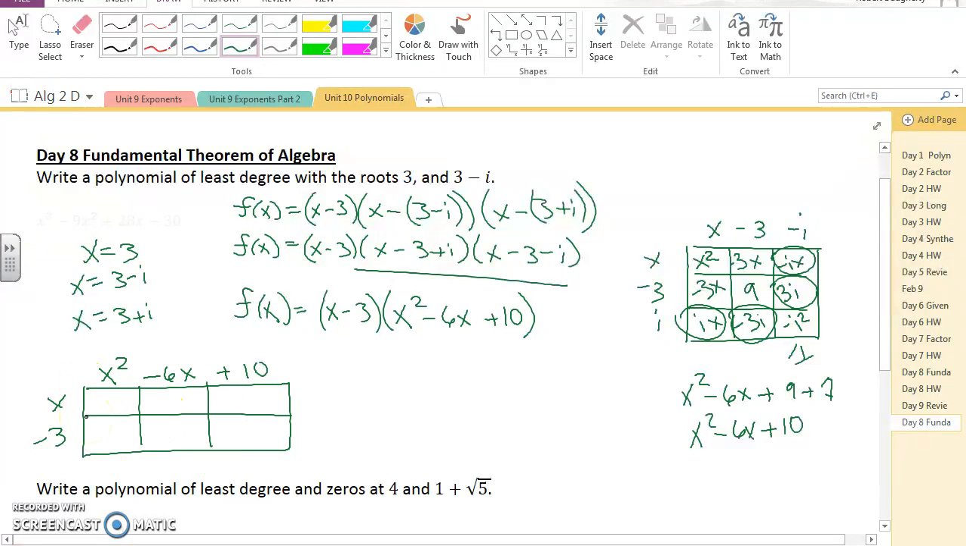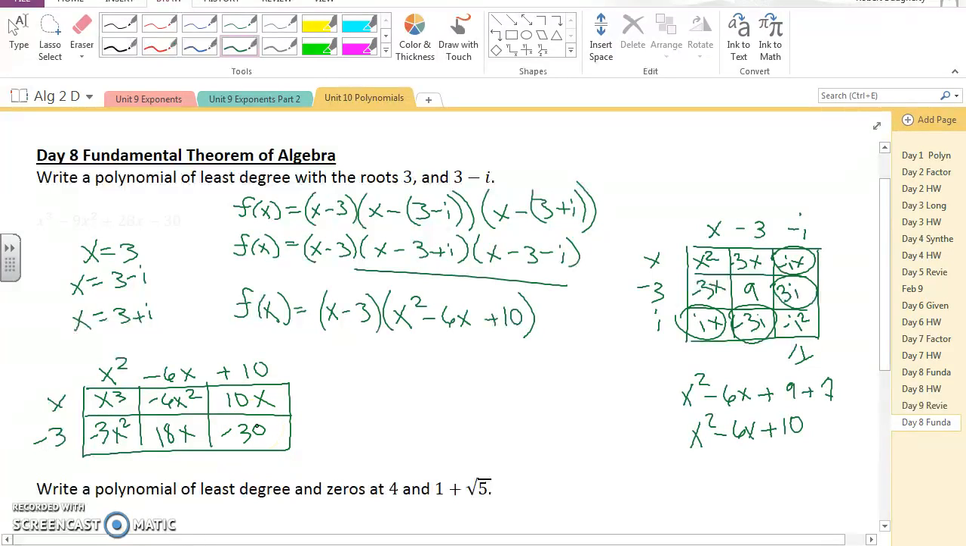x times x squared, that's going to be x cubed. And negative 6x times x, that's negative 6x squared. And then I get 10x. Go to the next row. Negative 3 times x squared is negative 3x squared. Negative 3 times negative 6x is 18x. And negative 3 times 10 is negative 30.